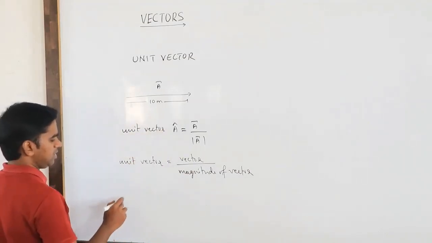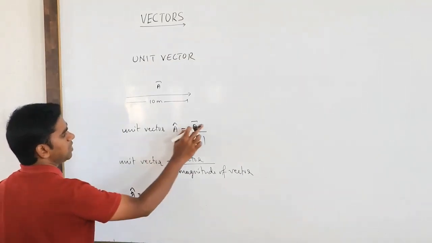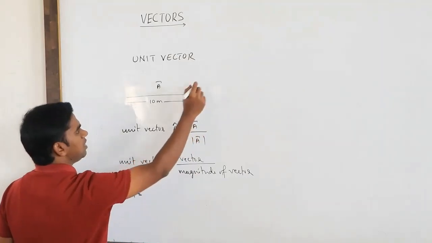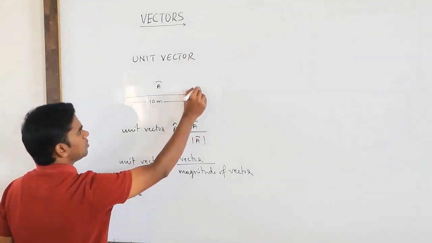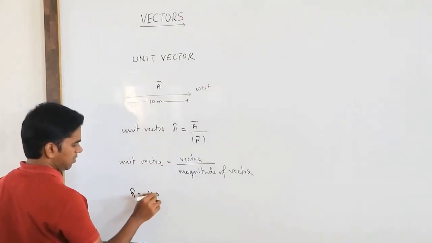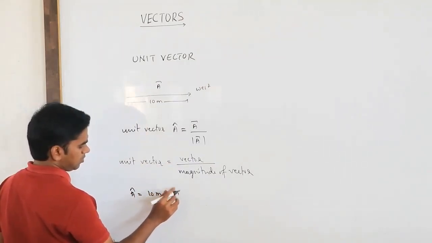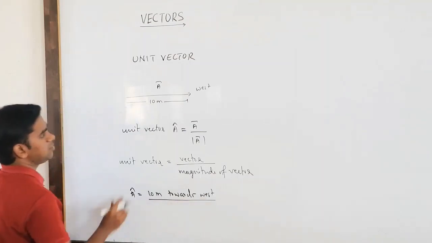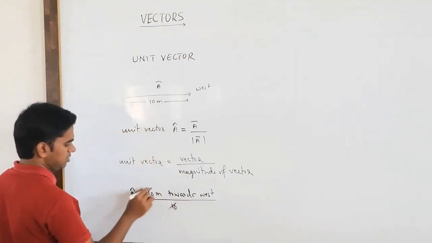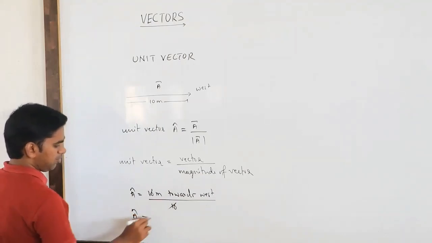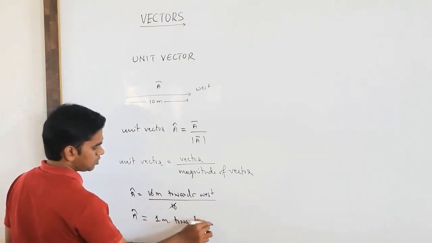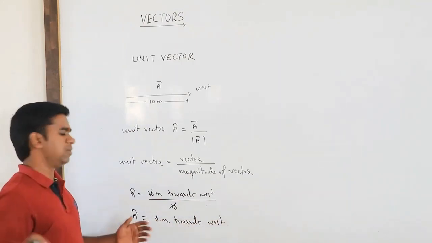You can write it as A cap is equal to vector A. Vector A is 10 meter in some direction; I will take this as west direction. So 10 meter towards west, divided by its magnitude. Magnitude is 10 only, so this 10 will go. So unit vector A cap will become 1 meter towards west. Okay, this is going to be a unit vector.